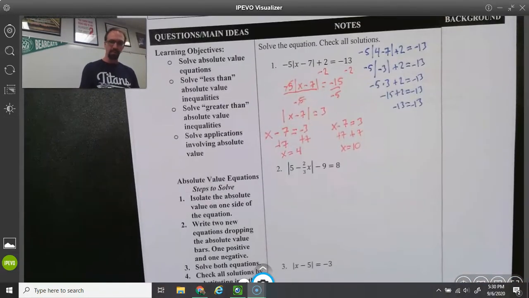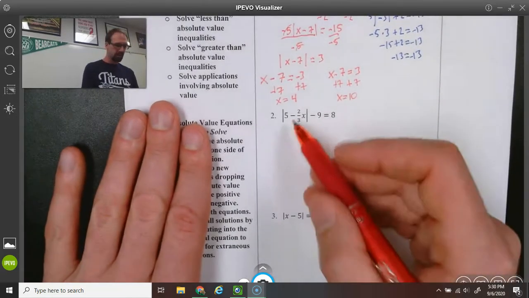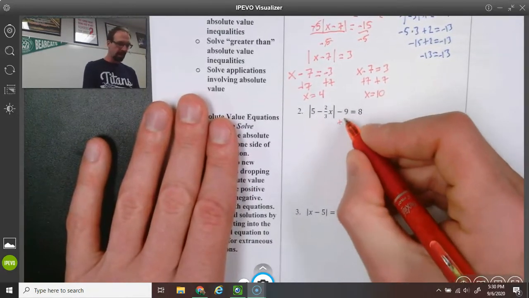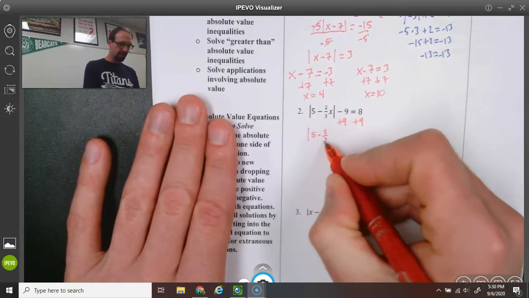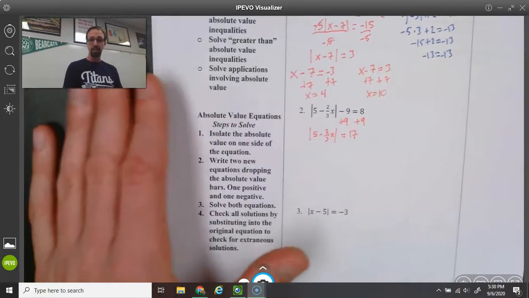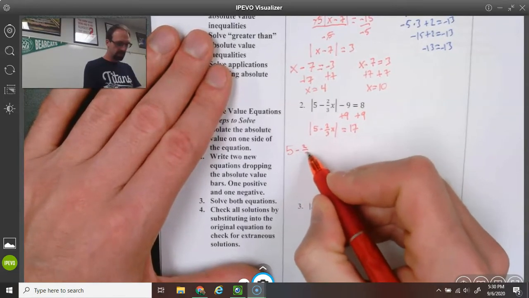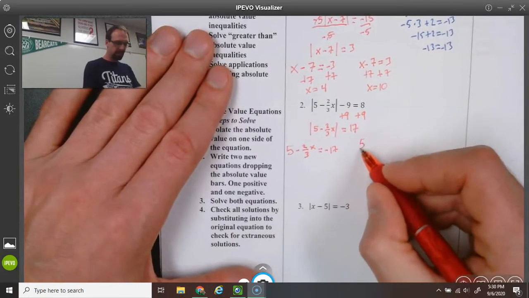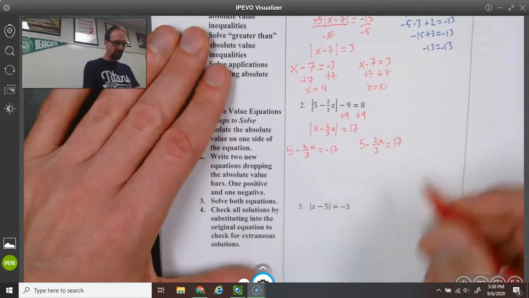Moving through with number 2, what we have here is, again, isolate the absolute value part by itself. So we're going to get that by itself. Then I add 9 on both sides. So I have the absolute value of 5 minus 2/3 x is equal to 17. Again, splitting up into its two parts. So going the negative direction, 5 minus 2/3 x is equal to negative 17. And 5 minus 2/3 x equaling positive 17.